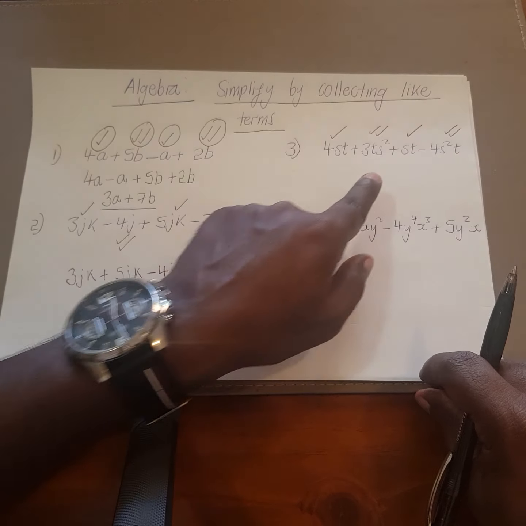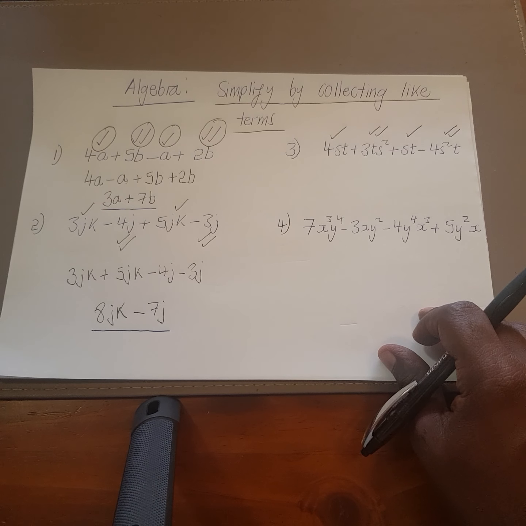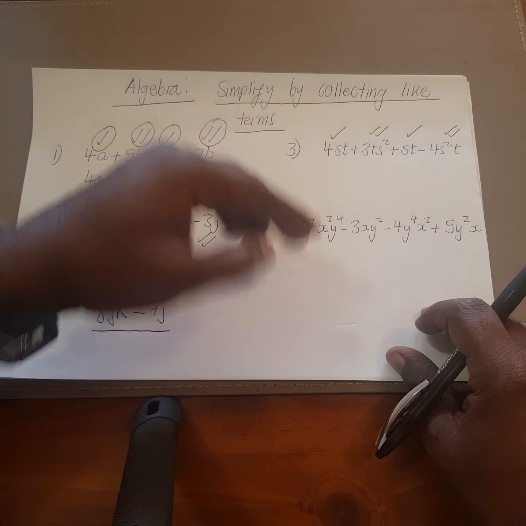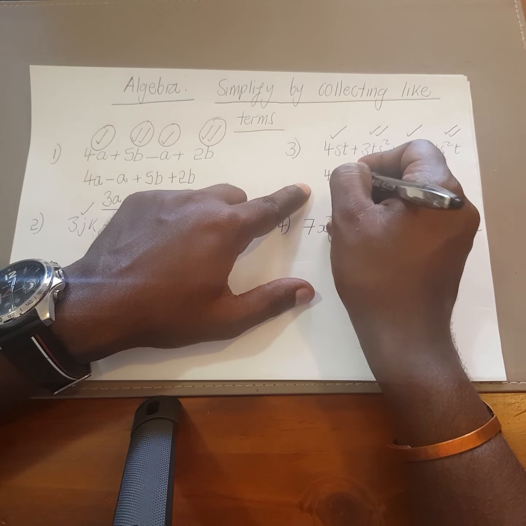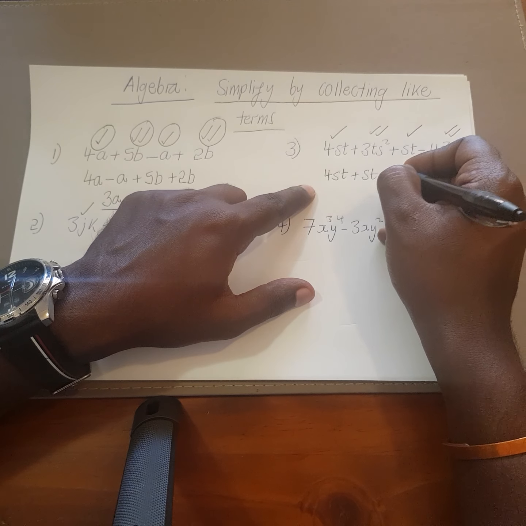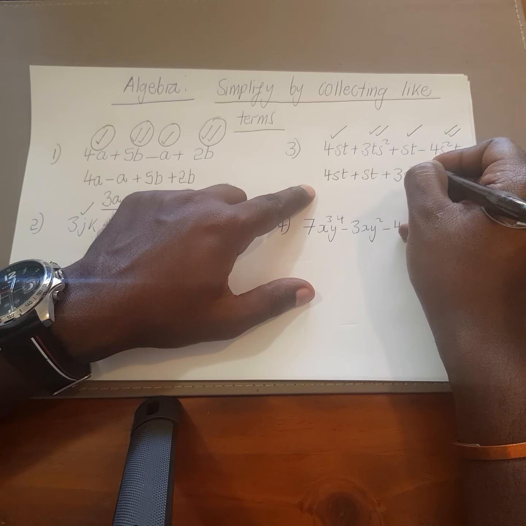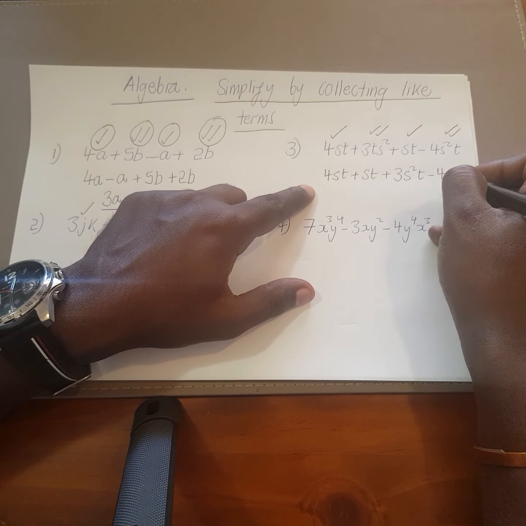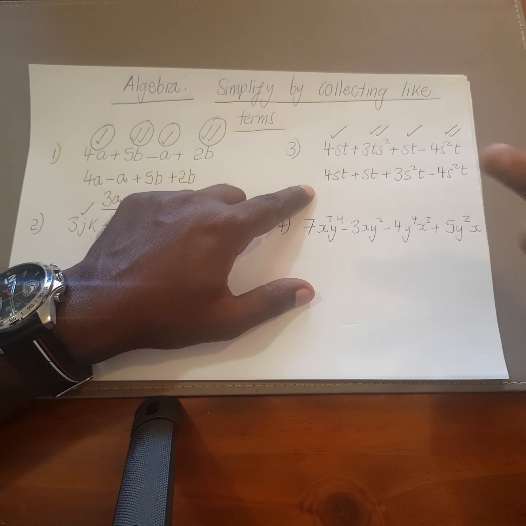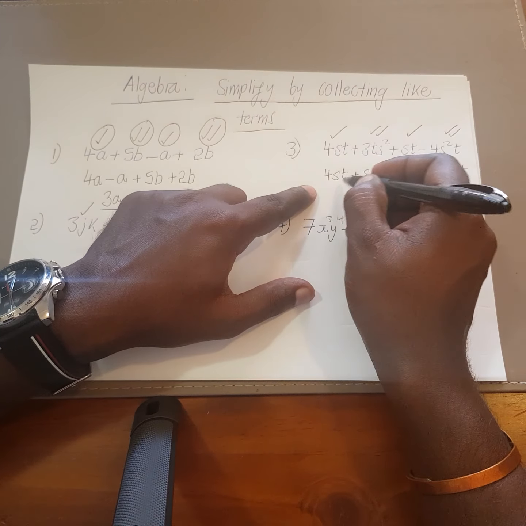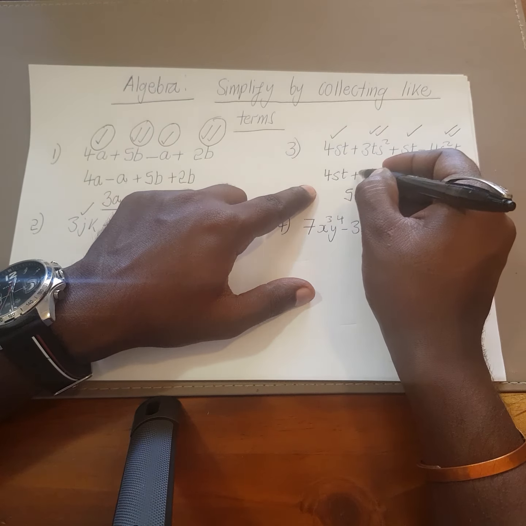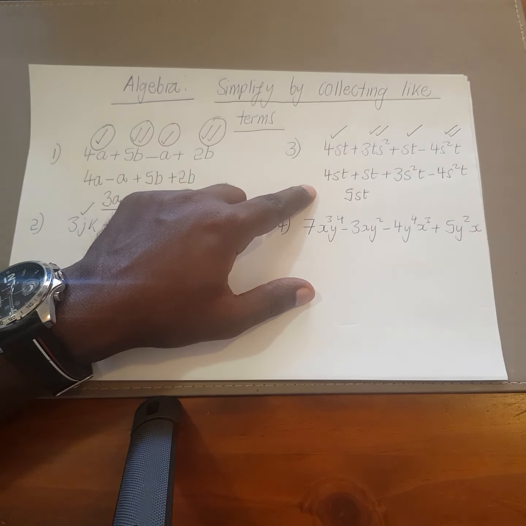However, the way I'd like to arrange them, I would put them according to alphabetical order. So I'm going to put s first and then followed by t. All right, so let's now rearrange: 4st plus st, so we're putting the like terms together, plus 3s squared t minus 4s squared t. So I like to put them in alphabetical order. All right, so 4st plus st now becomes 5st. You know very well, when there's no number in front of st, we assume it as 1.